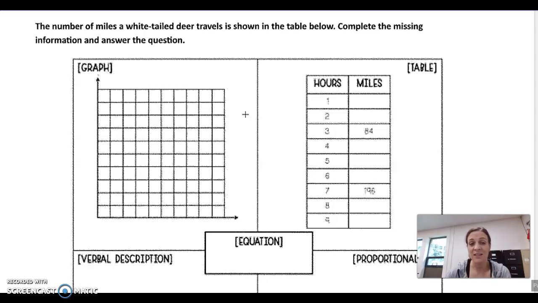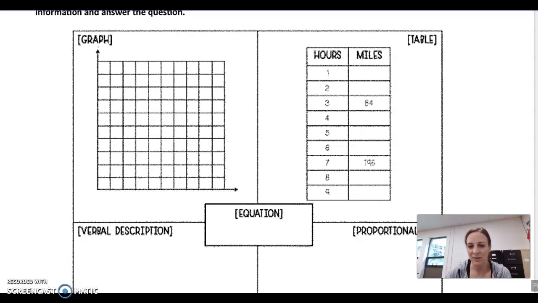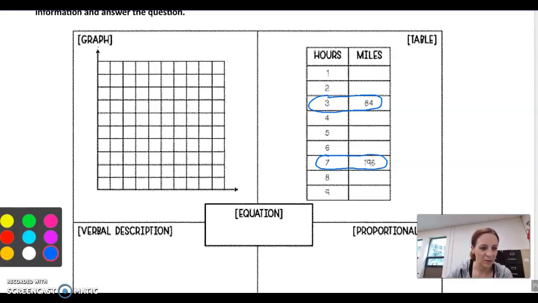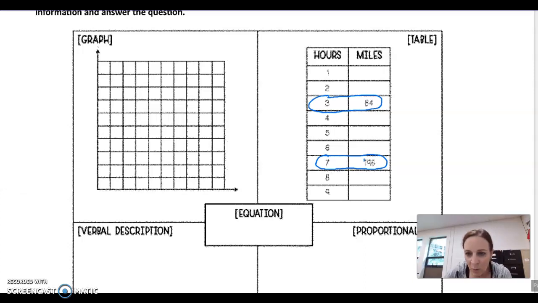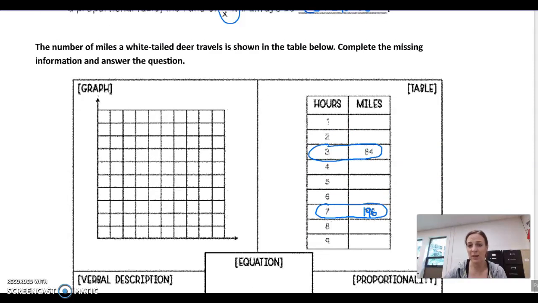Well, I know when I first looked at this, I thought there was a whole bunch of missing information. But let's focus right here. We have a little bit of information right here and right here. Oh, and that did not copy real well. That's supposed to be 196. Sorry about that. Anyway, so this is representing the number of miles, 84 miles, a white-tailed deer can travel in an hour. Notice I put my x and y up there.